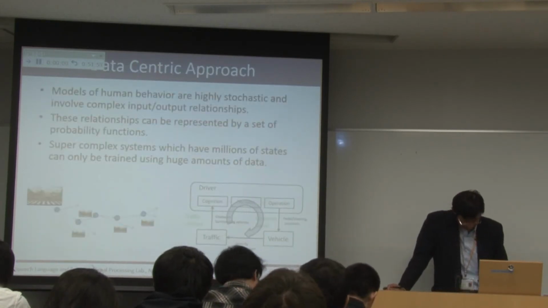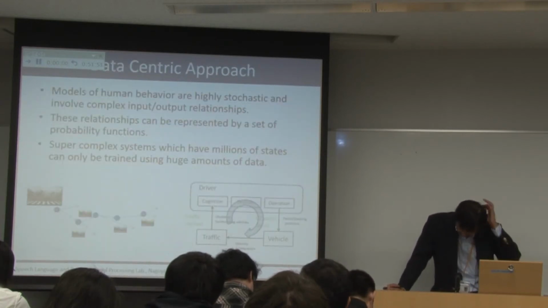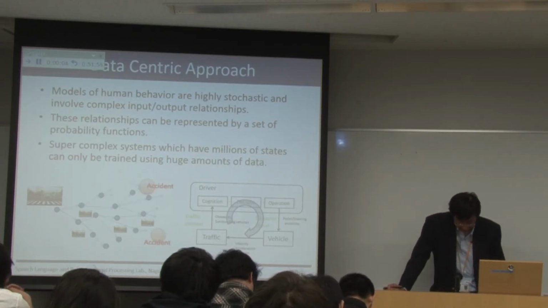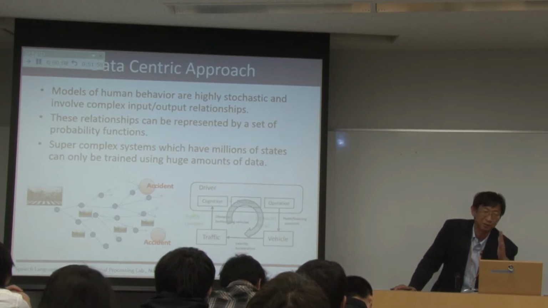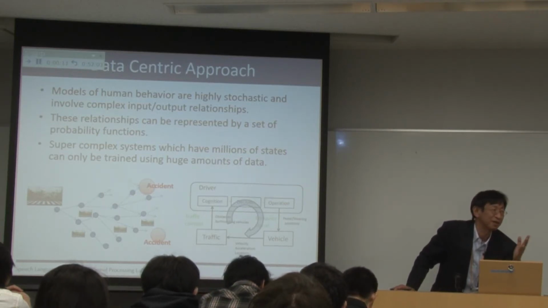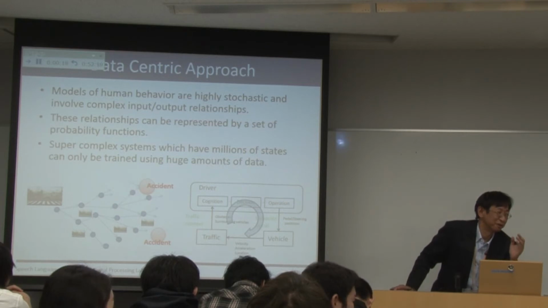Okay, so I guess this is the end of what we are doing now. So, one simple question: how many states do we need to describe real world driving behavior? How many? I'd like to know your idea. What do you think?